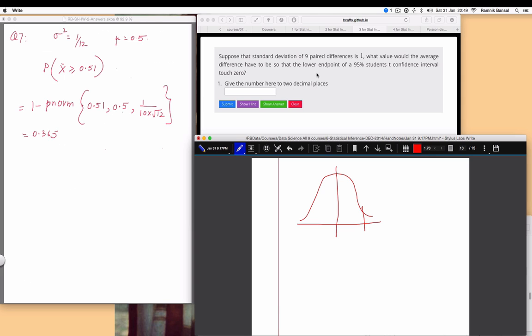Yes, sir. He's saying, what is this mu? Okay, so this is one such that the lower endpoint touches zero. The lower endpoint of a 95% interval is this, right? So we have an upper endpoint and a lower endpoint, which means this tail is 2.5%. This point equals zero, and the standard deviation is one. What will be this mu?